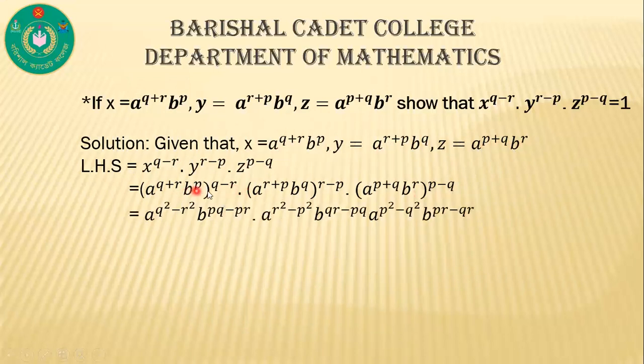Now multiplying this term, then we can write, we know a plus b into a minus b is equal to a square minus b square. That's why you can write a to the power q square minus r square into b to the power pq minus pr. Here r plus p into r minus p. That's why you can write a to the power r square minus p square into b to the power qr minus pq, into a to the power p square minus q square into b to the power rp minus rq.